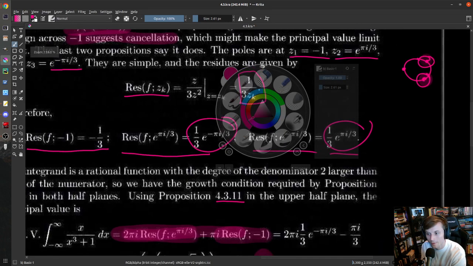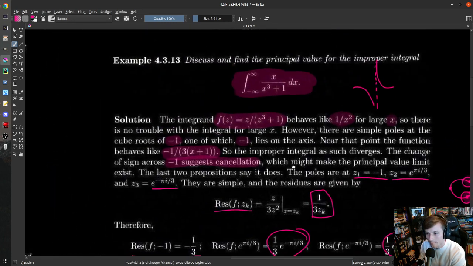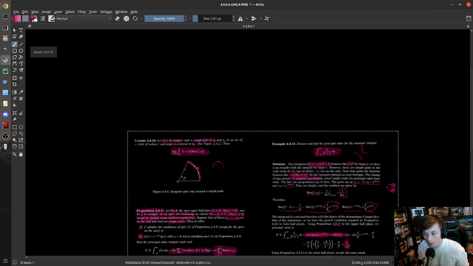Gosh, I wonder what I did wrong with that. I'm going to have to look at that. Anyways, that is basically what we're going to cover for this section.